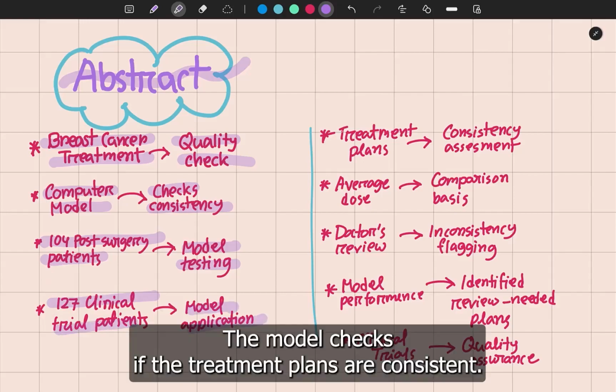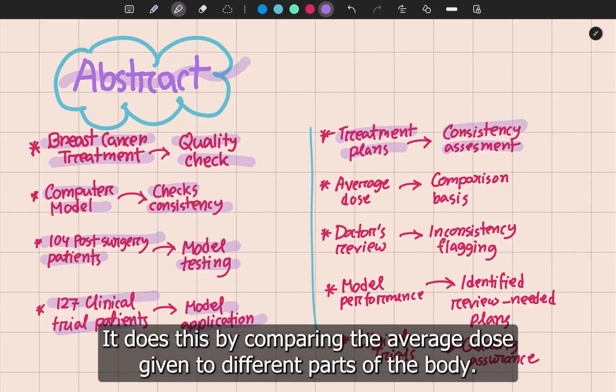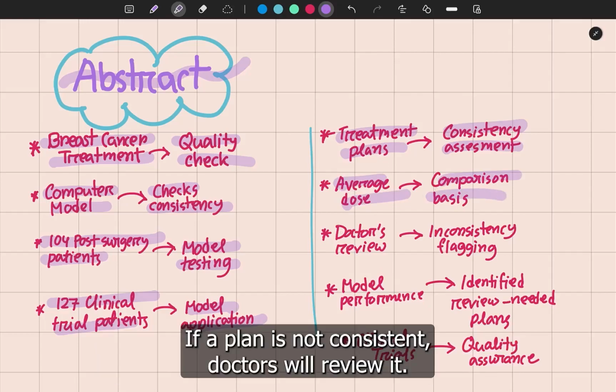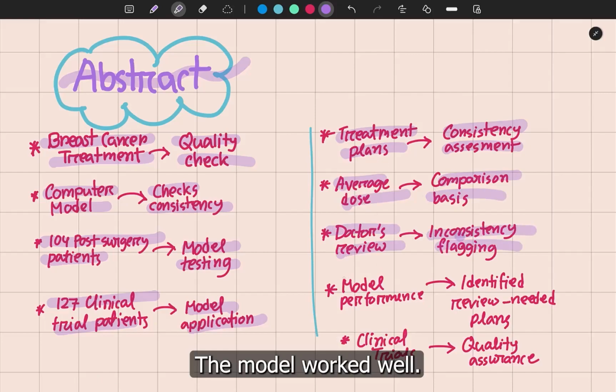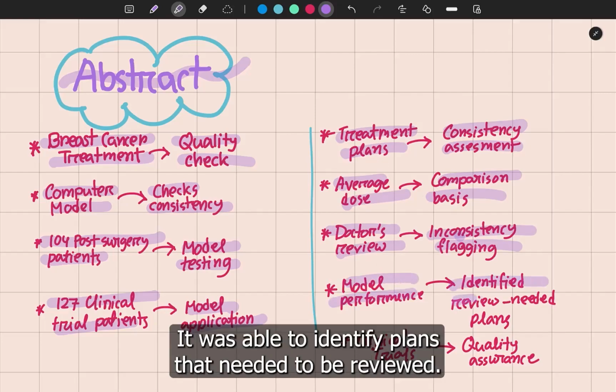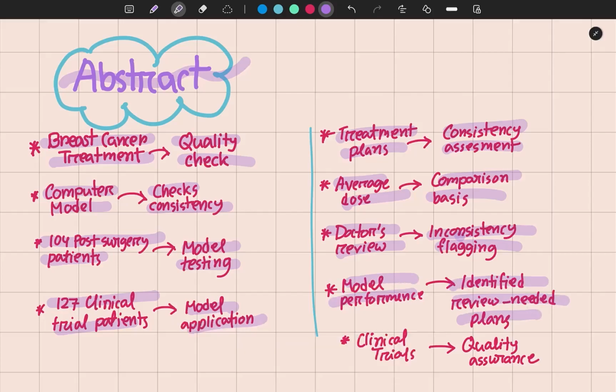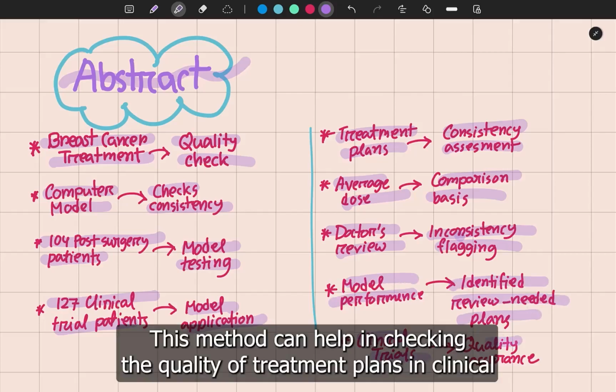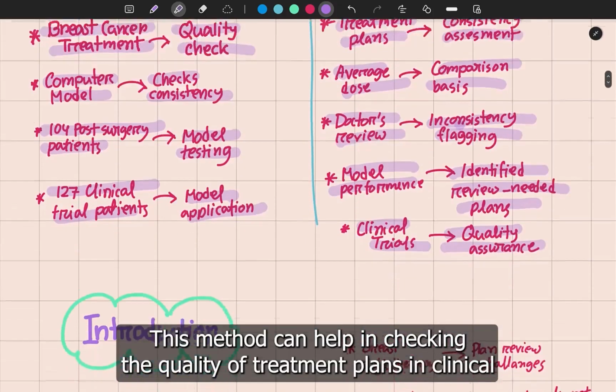The model checks if the treatment plans are consistent. It does this by comparing the average dose given to different parts of the body. If a plan is not consistent, a doctor will review it. The model worked well. It was able to identify plans that needed to be reviewed. This method can help in checking the quality of treatment plans in clinical trials.